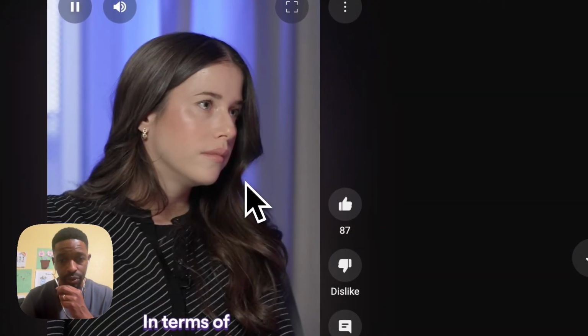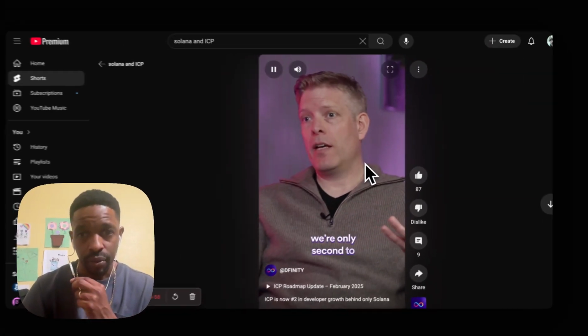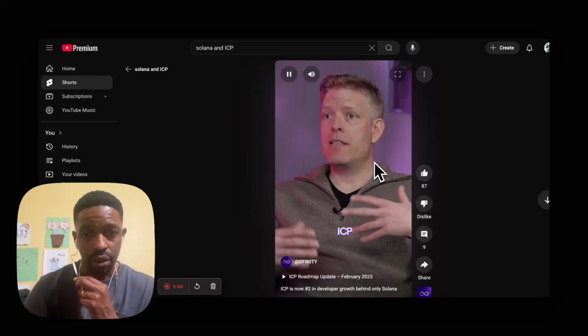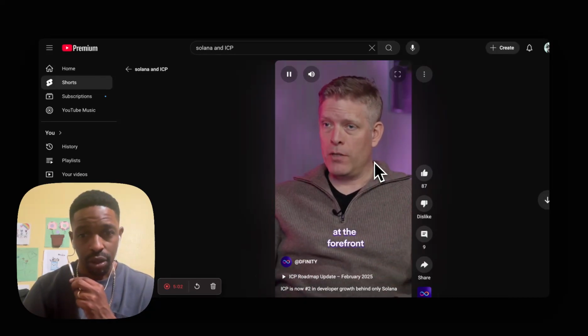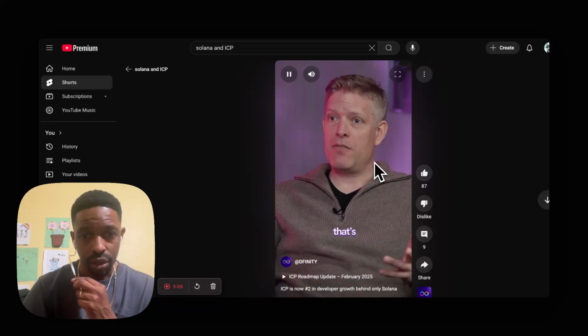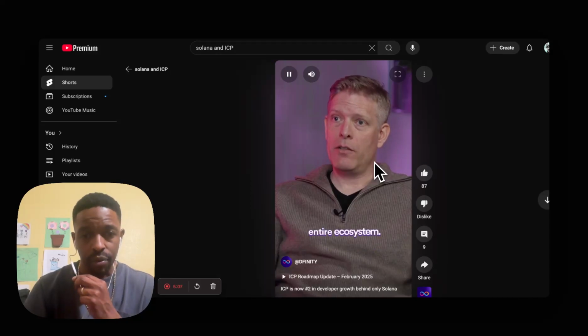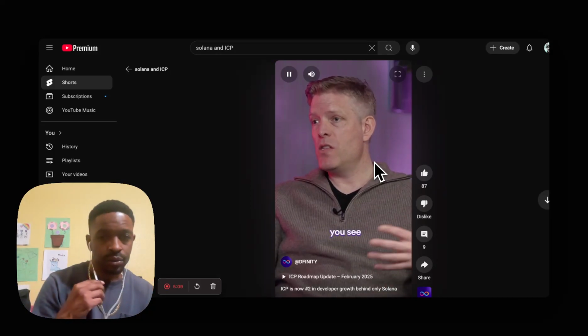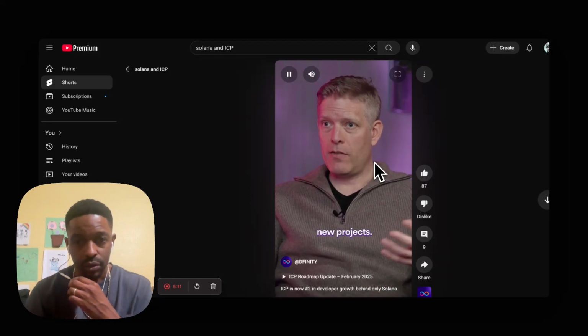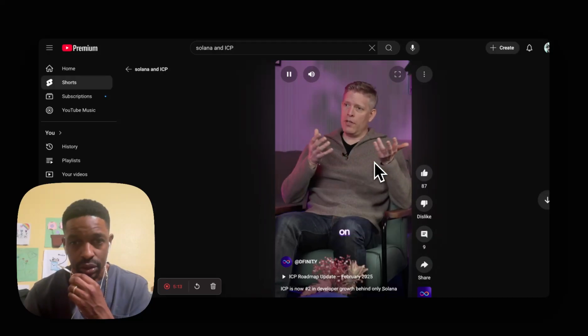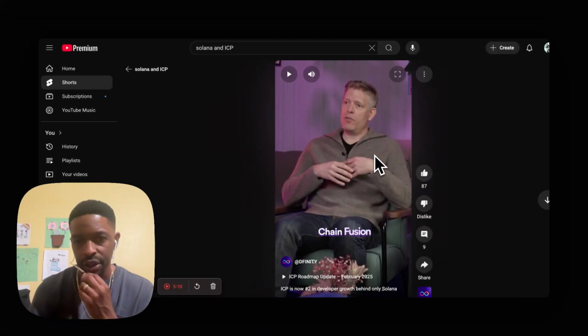In terms of dev growth, we're only second to Solana. So ICP is really at the forefront, and that's very motivating for the entire ecosystem. At the same time, you see super attractive new projects. We have been working a lot on the chain fusion. Chain fusion, okay? That's a vocabulary word of the day. Chain fusion. Let's continue to hear this.